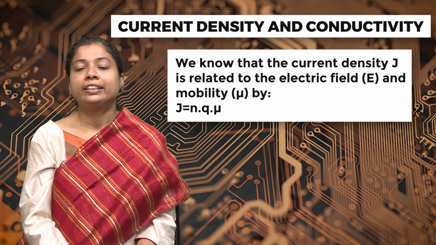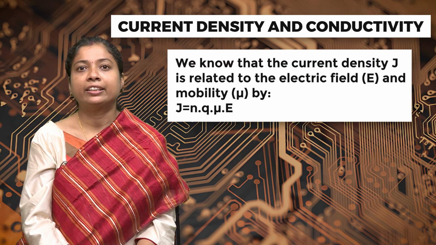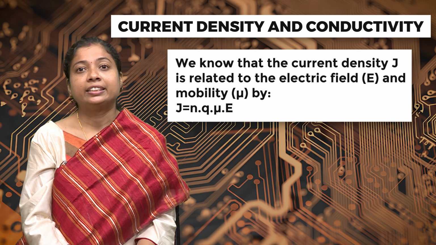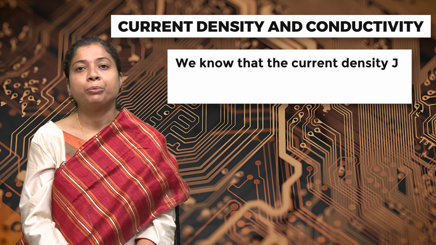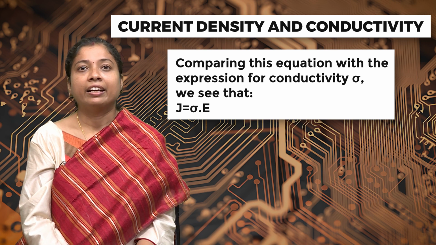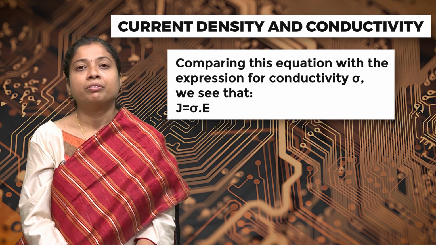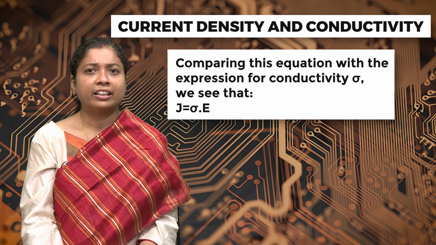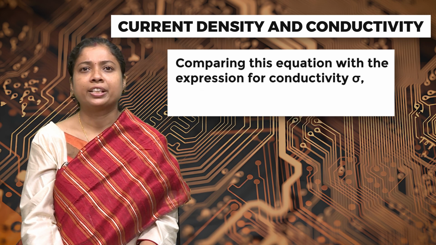We know that current density J is related to the electric field E and mobility mu. Combining both equations, we get J is equal to nqE mu. Comparing this equation with the expression for the conductivity sigma, we can put the value of nq mu, which is sigma, into the given equation, and then we get the equation J is equal to sigma E.